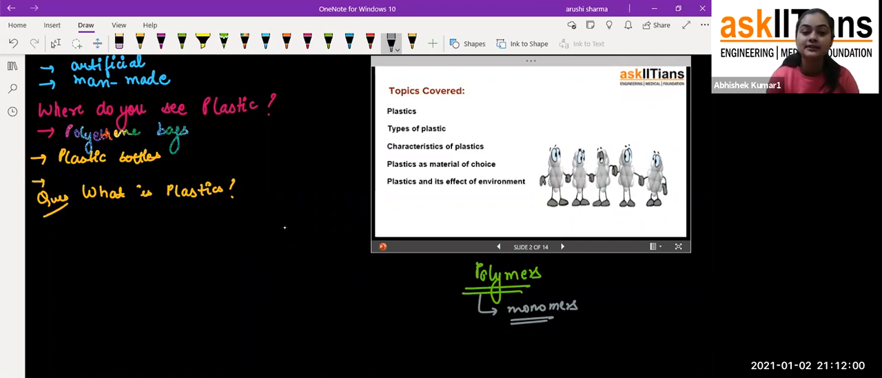For example, we can't use plastic to make our clothes. Like this sweater which I'm wearing right now, I can't use plastic to make my sweater. It is made up of fiber because we are using thread in that, and plastic is made up of different types of monomers.